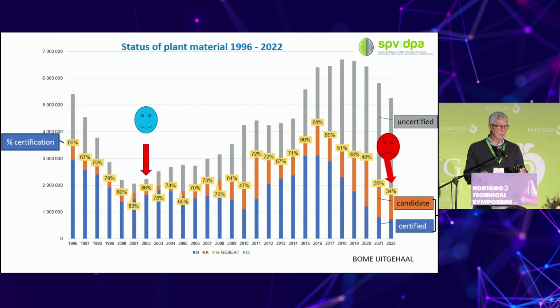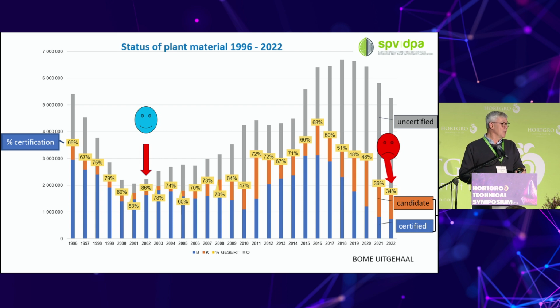So whether you do it through the scheme or not, make sure your material is clean. That's the question. If you look at the status of plant material over the last 20-odd years, we had a peak in 1986, where 86% of our material was certified. Now, it's not all bad. Not all uncertified material is bad, and there are various reasons why material is uncertified.